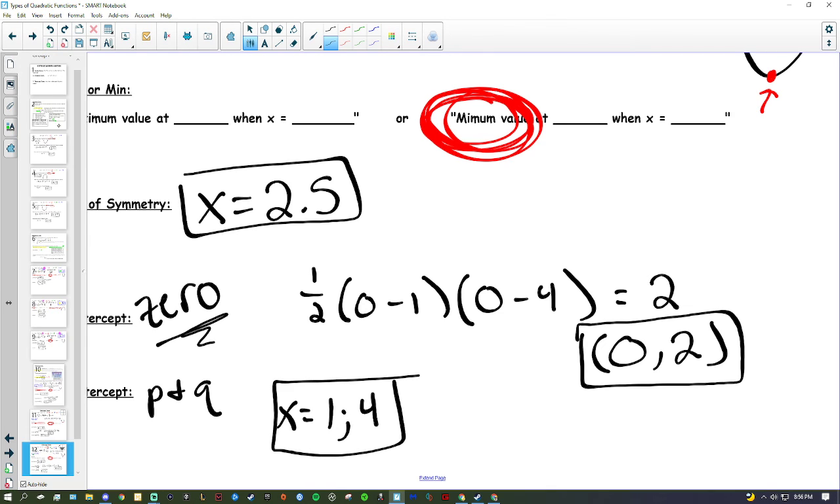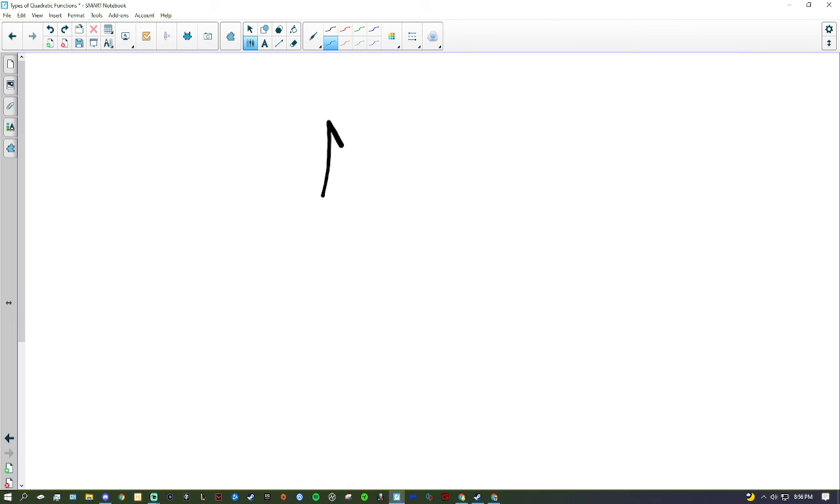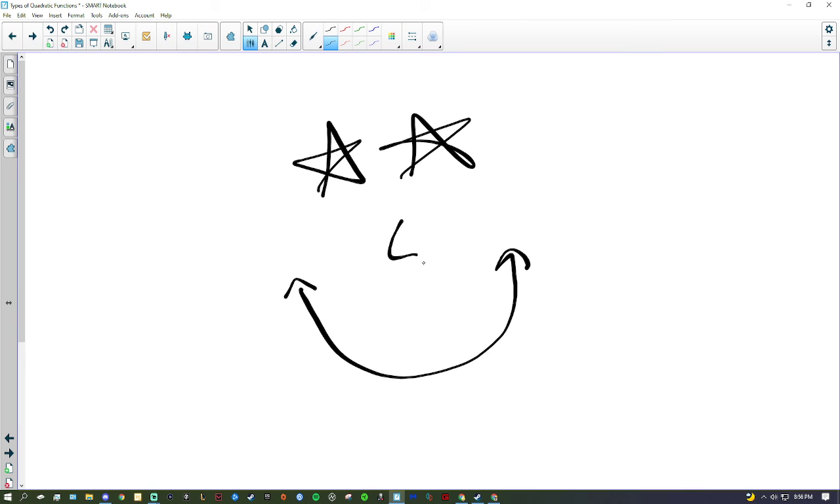We got through all of our slides. We did it. Excellent. Good job. Draw yourself a happy quadratic. Fill out your notes and have a good day without me.